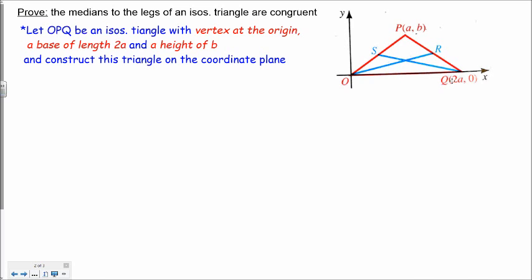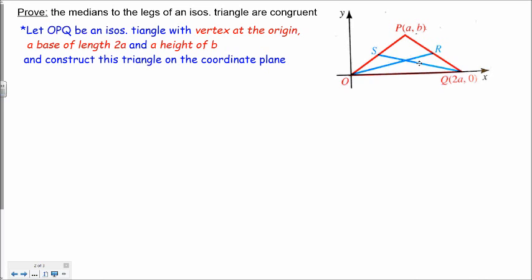Now, I strategically made its base length 2A because I know that the vertex occurs in the middle of the base for an isosceles triangle, so that it easily gives me the x-coordinate of the vertex point, which is A, and since its height is B, the y-coordinate of that vertex would be B.